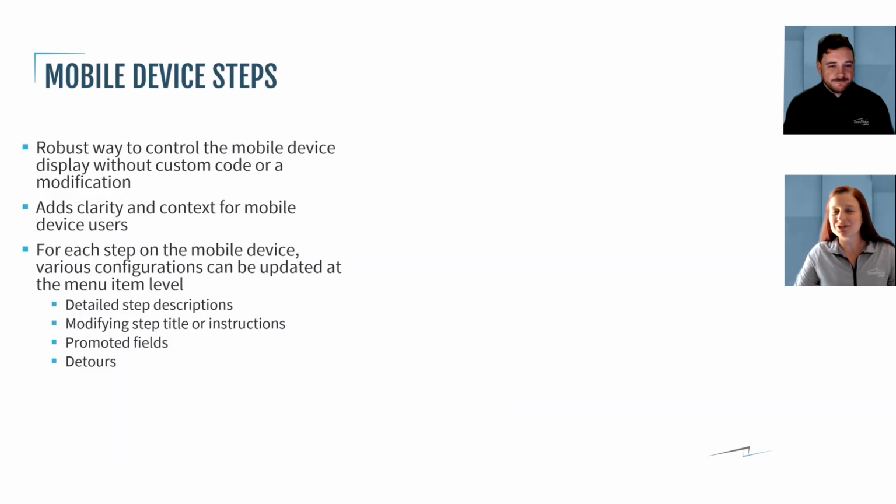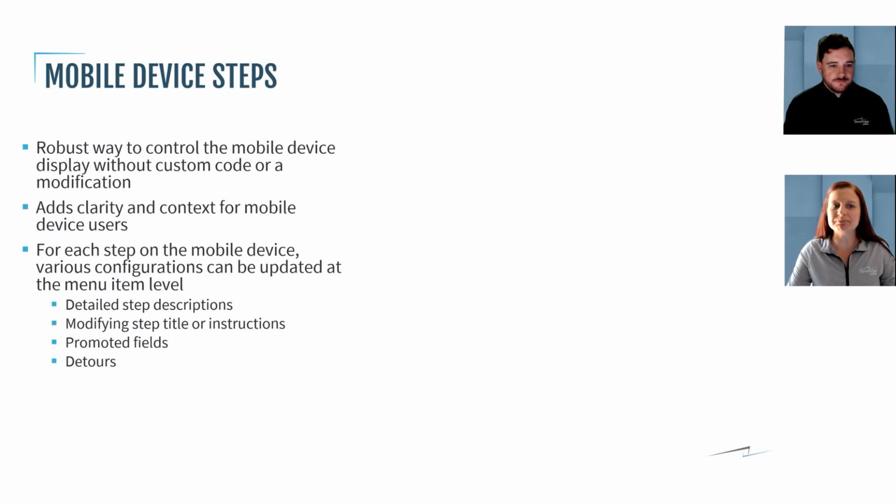So I'm going to dive right into our first tip and trick for you of mobile device steps. Mobile device steps are a really robust way that you can control how your mobile device looks without involving a developer or custom code. The goal of everything we're going to look at here is going to be to add clarity for your mobile device users, as well as streamline their process.